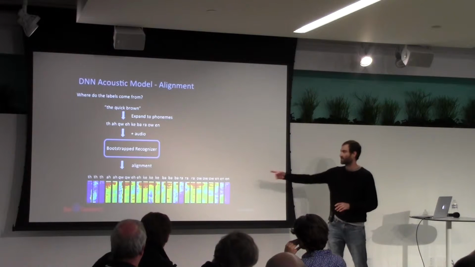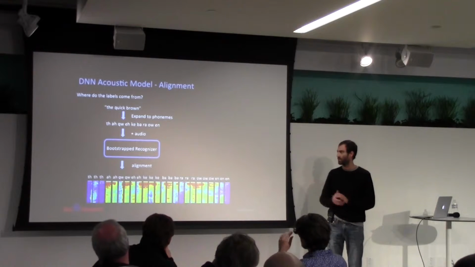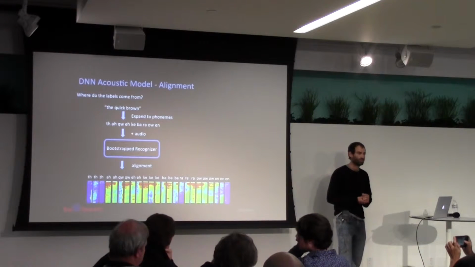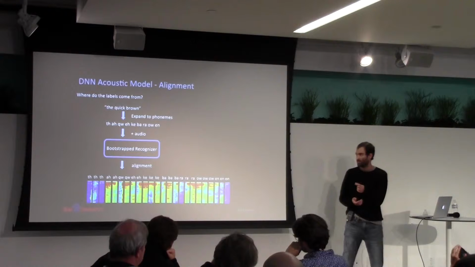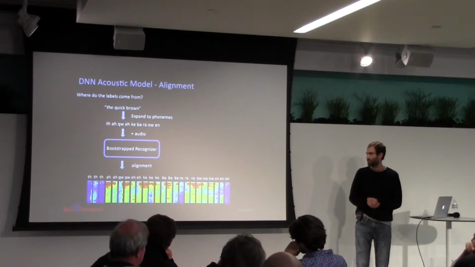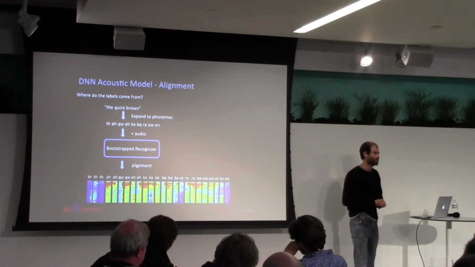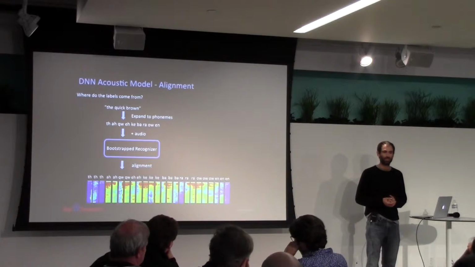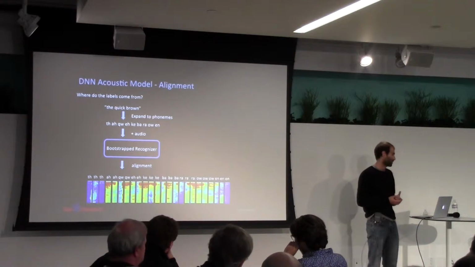So I might produce something like this using that recognizer, where I have each 20 millisecond slice of audio labeled with its corresponding phoneme. You see here the TH phoneme is assigned to the first three, the AH to the second two, and so on and so forth. So this is how I build my training set with which I can then train my acoustic model.